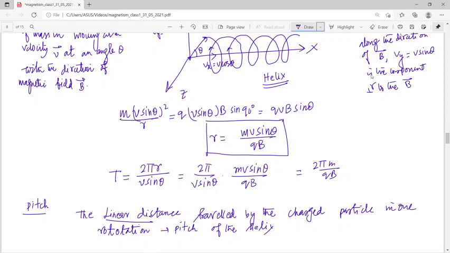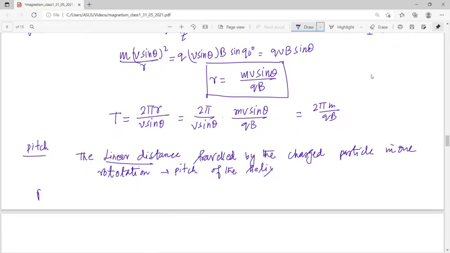If we want to find the pitch of the helix, denoted by p, the velocity along the x-axis is v cos theta, and the time period is T, which we found. So it is v cos theta times the time period, 2 pi m by q b. So this is nothing but the pitch of the helix. That may be a question: what should be the pitch of the helix structure.